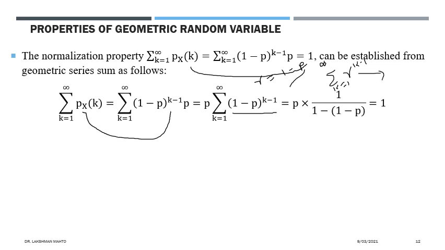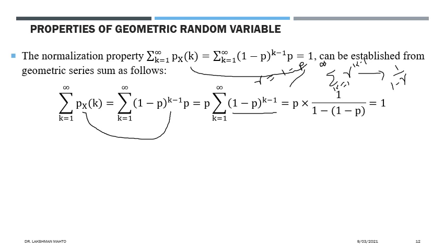This sum would be just 1 by 1 minus r, you know, from your high school sum. Establishing it is not a difficult problem. So here we have taken p out of that, and here r is 1 minus p. The summation would be 1 by 1 minus r.